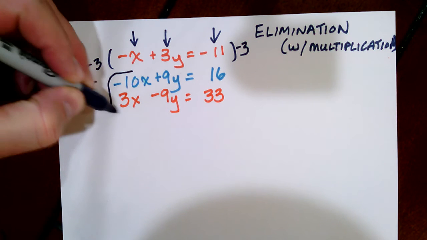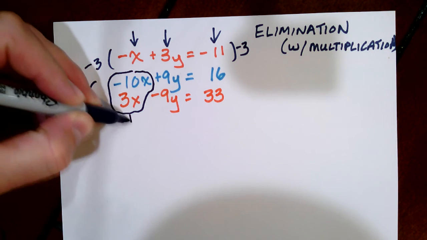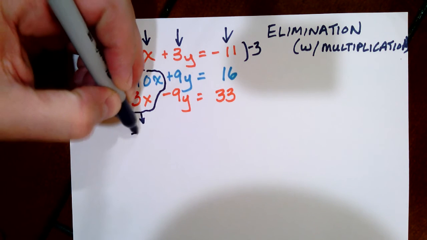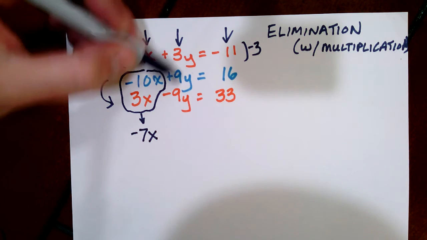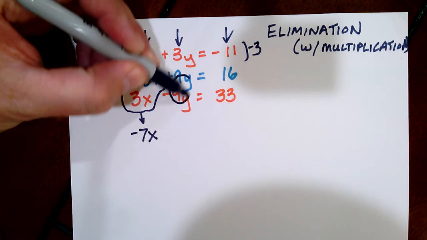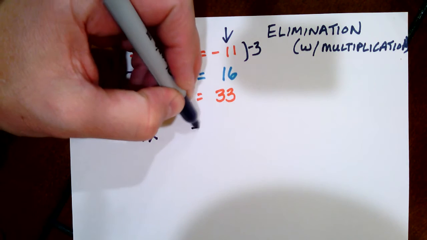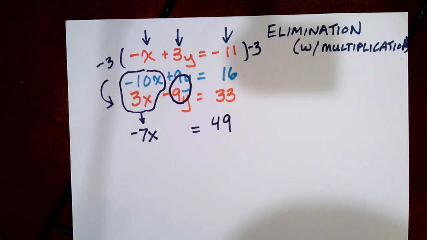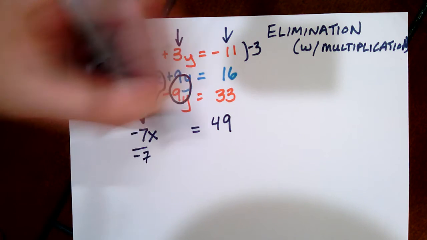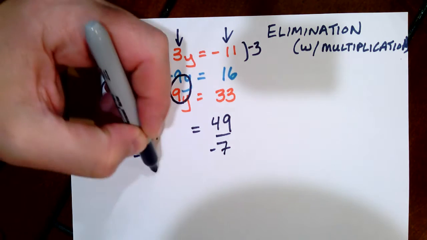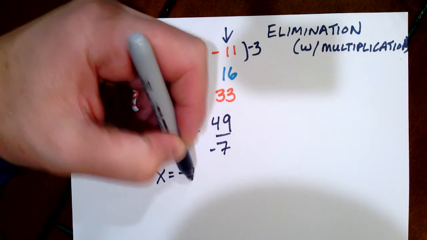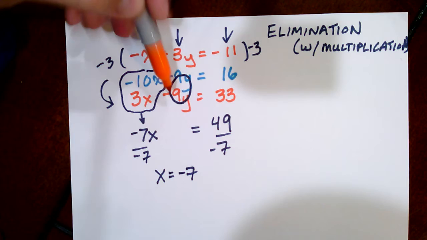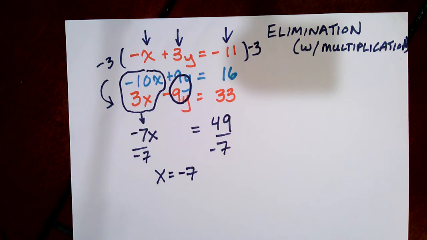So when I have the x columns, there they are, and I combine those terms right there, I end up getting 7x, negative 7x. And then here's the elimination, why it's called elimination. Positive and negative 9y goes away. Bring your equal sign straight down. This becomes 49. Then you divide both sides by your negative 7, and you get your x value is negative 7. So then the next step is substitute that negative 7 back into either one of the equations.